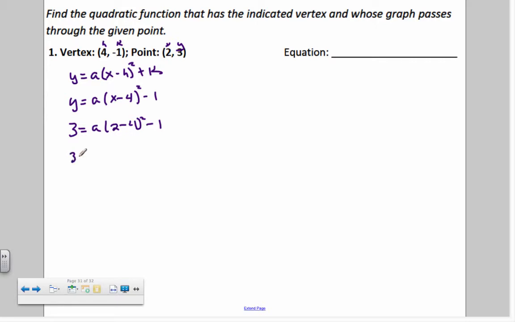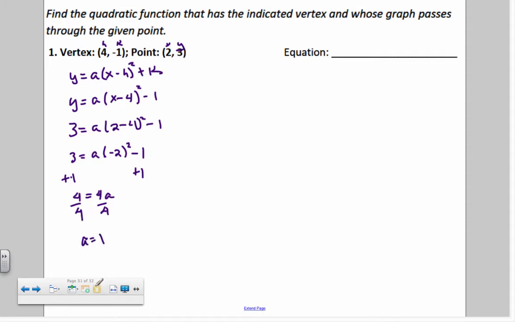Okay? Now I can actually compute and figure out what a is. So here I have 3 equals a times (2 minus 4, which is negative 2) squared. I have to have a squared or it won't be a quadratic, minus 1. I'm going to add 1 to both sides because I want to do that squared part last. I'll get 4 equals, and then I can actually square this right now. Negative 2 squared is a positive 4, so I have 4a. My last step is to get a by itself by dividing by 4. So now I found that a is equal to 1.